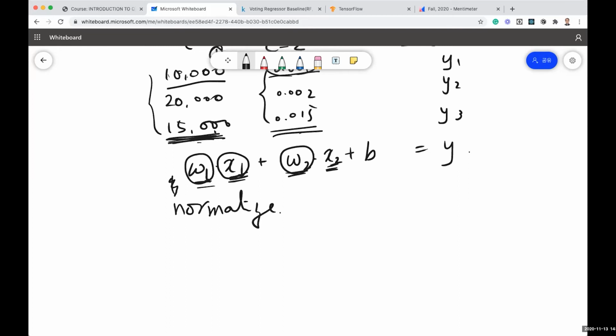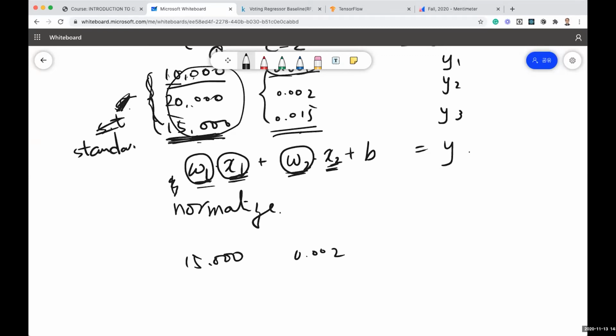So normalize means, okay, there are three numbers. Let's take the average. The average is, yeah, it's 10, 20, 15, and then the average of this one is, I don't know. And then you also have a variance. And then the square root of the variance is what we call the standard deviation. So you write this standard deviation, and you will also get the mean and standard deviation from column two.